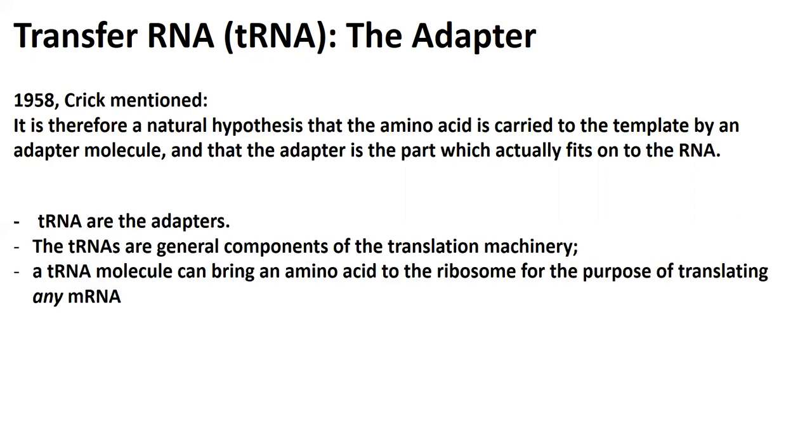So today we know that transfer RNA molecules are the adapters that translate the 3 nucleotide codon in the mRNA into corresponding amino acids, which is brought by the transfer RNA to ribosome in the process of translation. The transfer RNAs are general components of translation machinery. A transfer RNA molecule can bring an amino acid to the ribosome for the purpose of translating any mRNA.